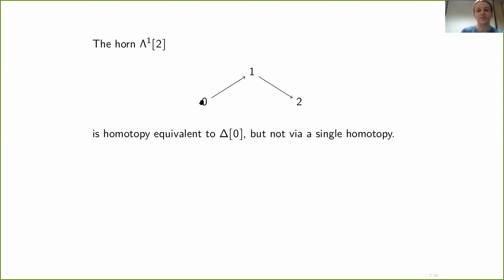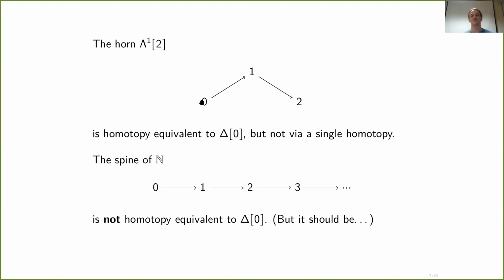But the same problem shows up in other examples. For example, let's say that we take a look at the spine of N. So the spine of N is a simplicial set that has natural numbers as vertices, and there's exactly one edge going between each pair of consecutive natural numbers. So this is not the nerve of N. The nerve of this poset of natural numbers would have many more edges and higher simplices. This has literally only what's displayed on the slide, except that it goes to infinity.